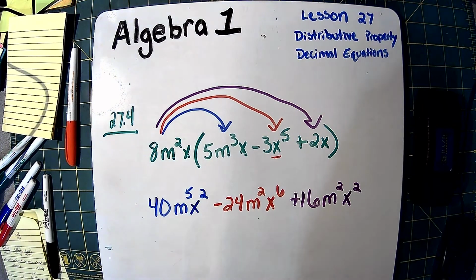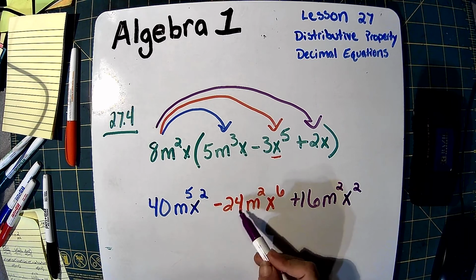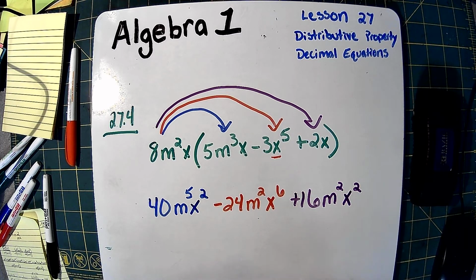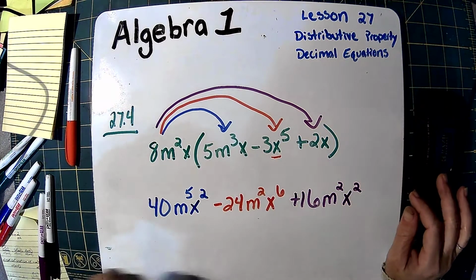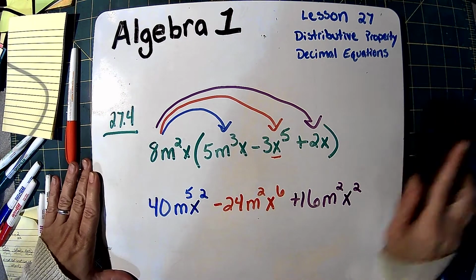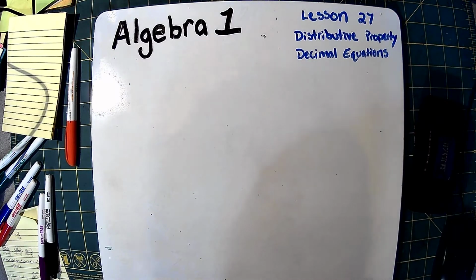Let me double check that. 40 m to the fifth x squared minus 24 m squared x to the sixth. Yep, that's right. Alright, so you're just going to rainbow it, and that really does look like a rainbow right there. Just going to go times each term. Alright. Add your exponents. Alright. Next part is about simplifying decimal equations.